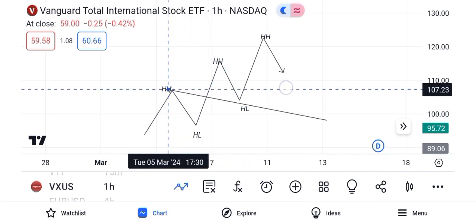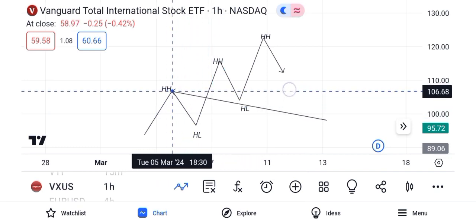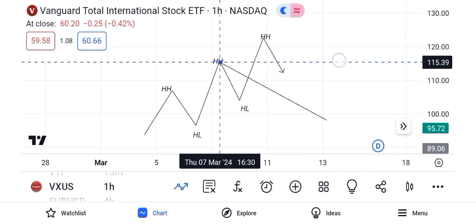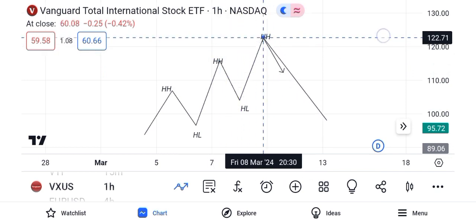If you look at this point here, I have indicated it as a higher high, and also this point as a higher high, and this point as a higher high, which I've represented with HH.